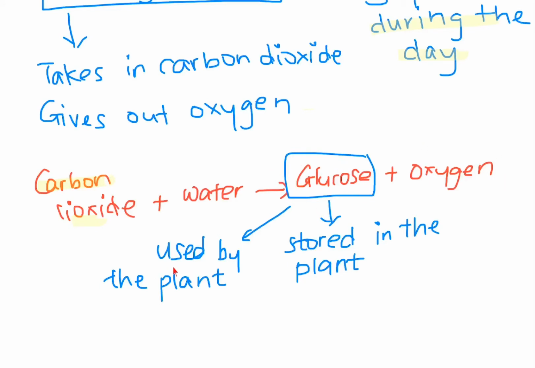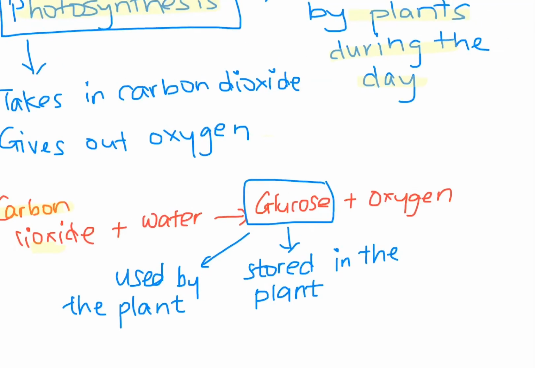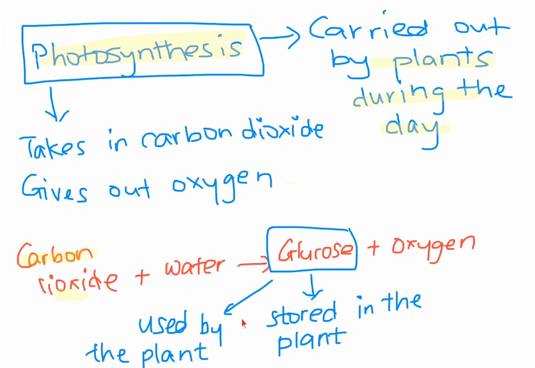The glucose is used by the plant and is stored in the plant. For example, in the potato plant, it will be stored in the potatoes. It's also used by the leaves, and during this process oxygen is liberated. This oxygen will go into the atmosphere. So the carbon dioxide from the atmosphere is used by the plants during the day, and oxygen is liberated into the atmosphere.